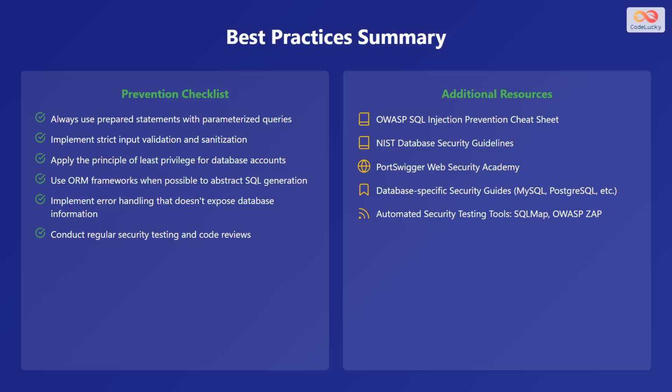Here's a quick summary of the best practices for SQL injection prevention. Always use prepared statements with parameterized queries. Implement strict input validation and sanitization. Apply the principle of least privilege for database accounts. Use ORM frameworks when possible to abstract SQL generation. Implement error handling that doesn't expose database information, and conduct regular security testing and code reviews.